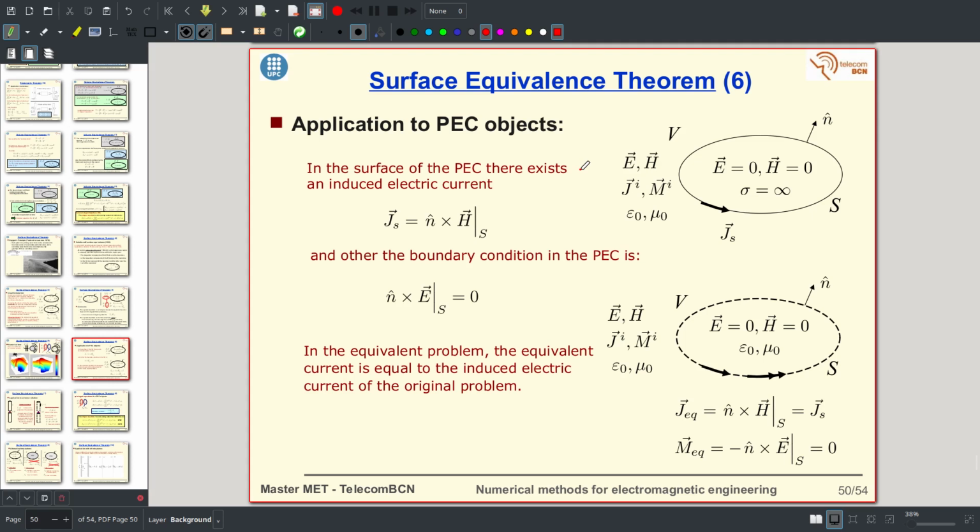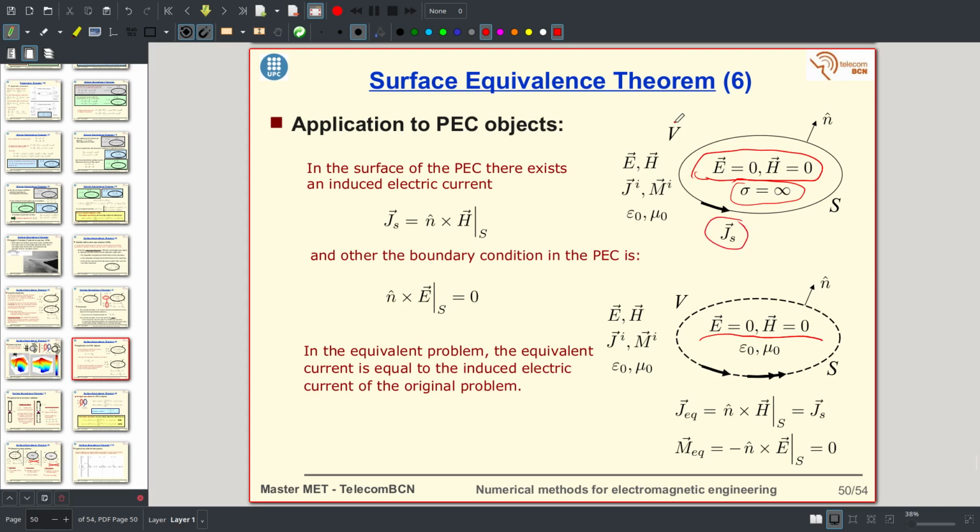It is an important case, but it is also the easiest to solve. So, if the object is perfectly conducting, the conductivity is infinite and the fields are 0 inside. Here, the fields are 0 inside in the original problem due to the fact that the object is perfectly conducting. These are the same as the fields that we arbitrarily set to 0 in the equivalent problem. So in this case, the original problem and the equivalent problem both have 0 fields inside, and this simplifies things a lot. We also have a surface current.